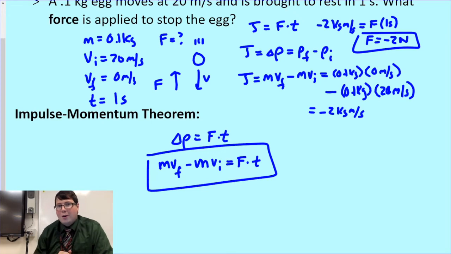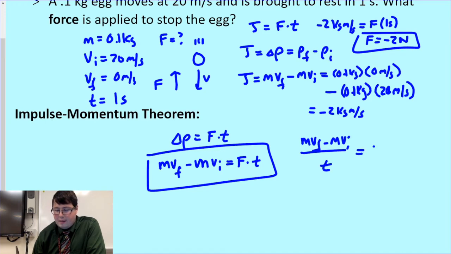I want to show you one neat thing about this equation that you're going to love. The neat thing here is if I divide by the time, I get mvf minus mvi divided by t equals F. If I factor out the m there, m times (vf minus vi) divided by t equals F, I might recognize what this is inside the parentheses. Vf minus vi is the change in velocity divided by time. Change in velocity over time is acceleration.